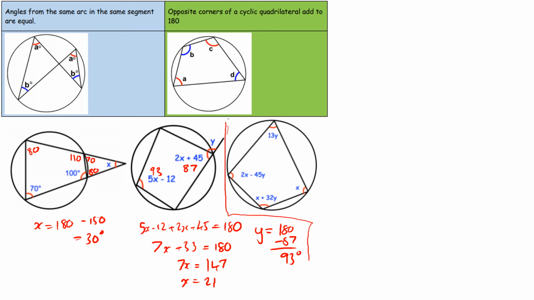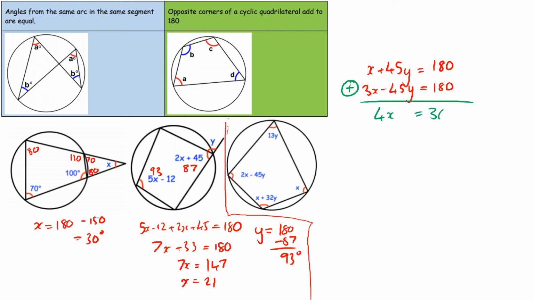And then the last one is a very fun question because it's a simultaneous equation. Opposite sides add up to 180, we know that. So if we add up these two, we'll get x plus 45y is equal to 180. And if we add up the sides, we'll get 3x minus 45y is equal to 180. Now, that's a nice simultaneous equation because we can add it together straight away and say that 4x is equal to 360. And so x is equal to 90.